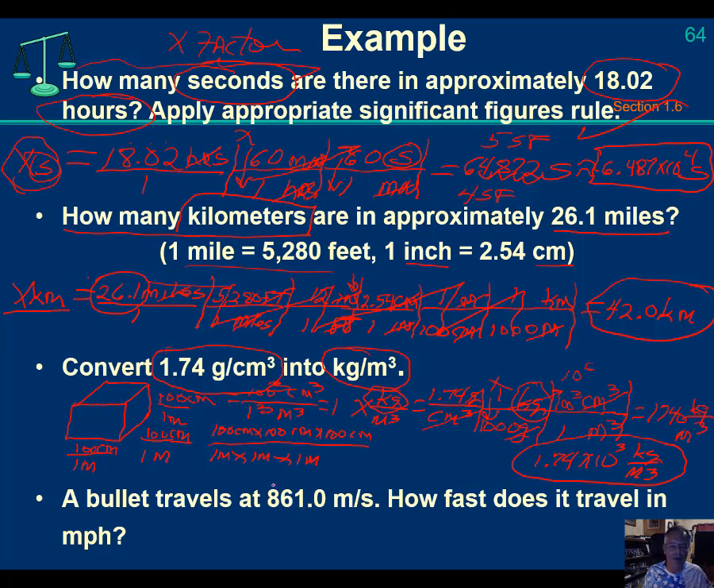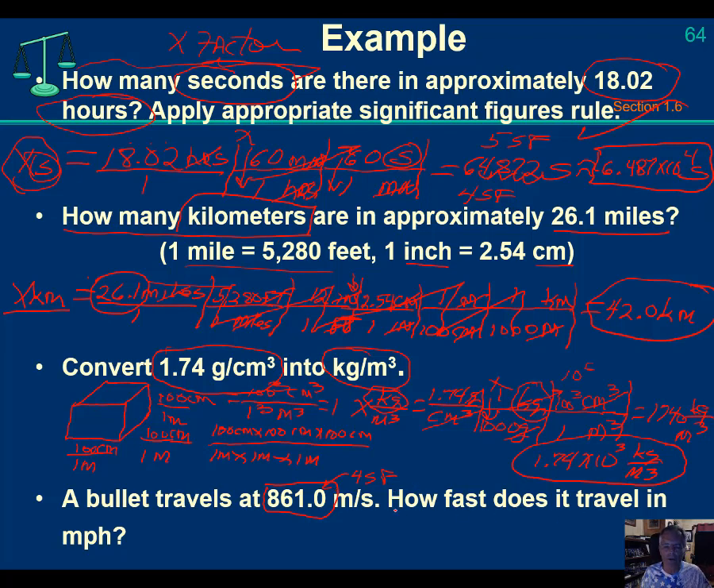861.0 meters per second. Right away, we recognize that we've got 4 significant figures. This 0 is significant because it's to the right of a non-zero digit and a decimal place. So that is going to be 4 significant figures. So our answer has to have 4 significant figures.